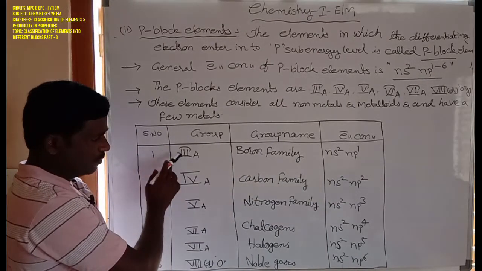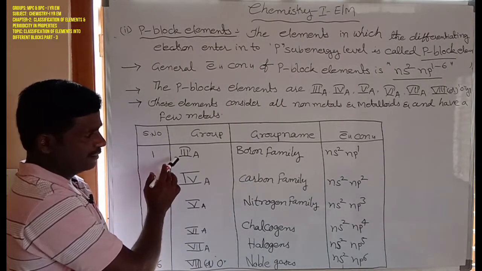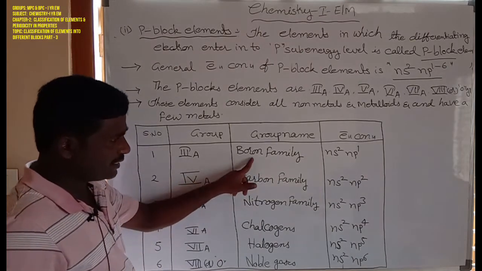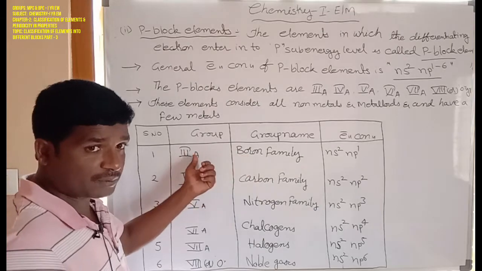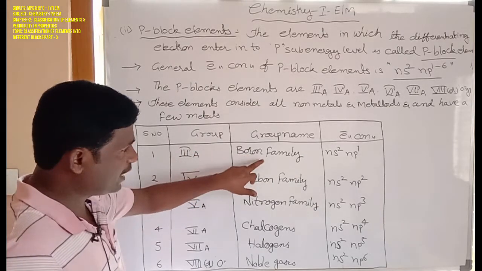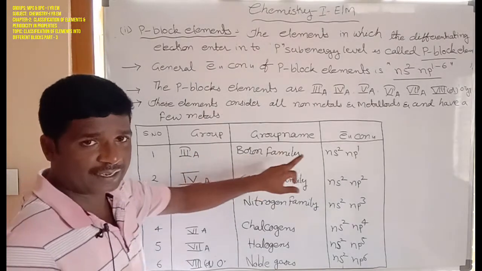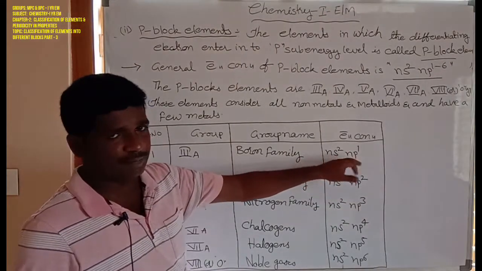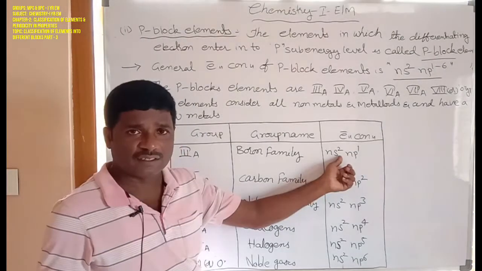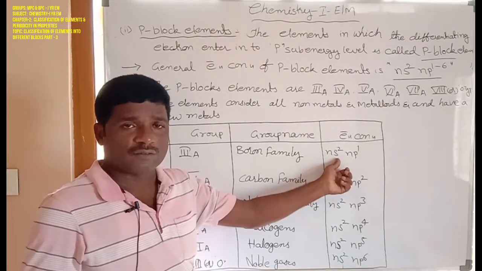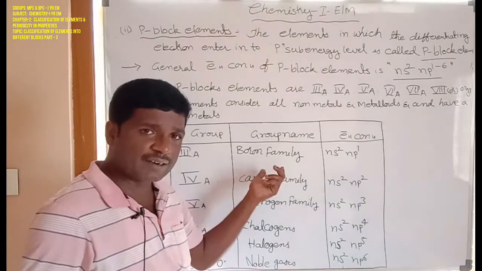Here is the first group, the third A group. Third A group elements are also called the boron family. Which group is the boron family? The third A group. The electron configuration is ns2 np1. The outermost shell consists of only 3 electrons, so those elements are called third A group elements.